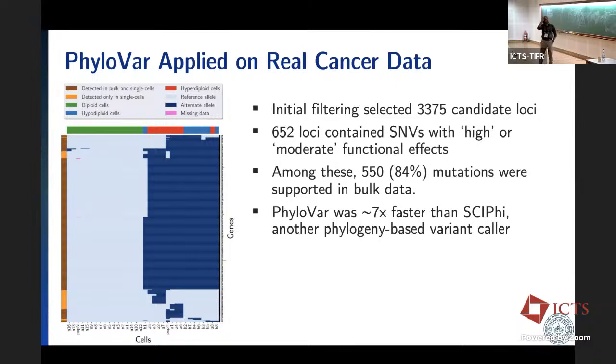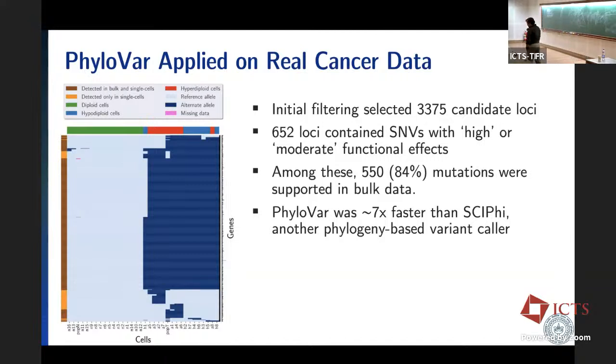So again, this is just to show you the application of phylovar on a real cancer data set. What you see here, the x-axis represents the cells and the y-axis is genes. Initially we filtered around 3,000 candidate loci. After we performed this joint analysis, we found that around 652 of these loci contained SNVs with high or moderate functional effects, okay? And among these loci, 550 of them were also supported by bulk data.